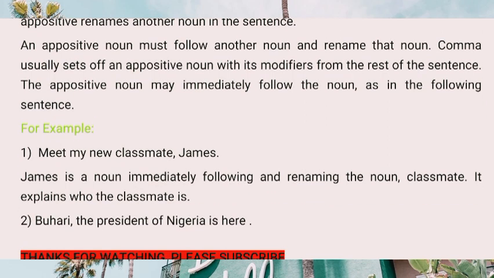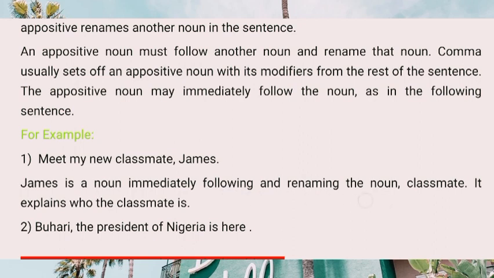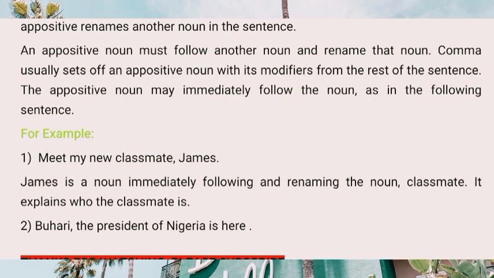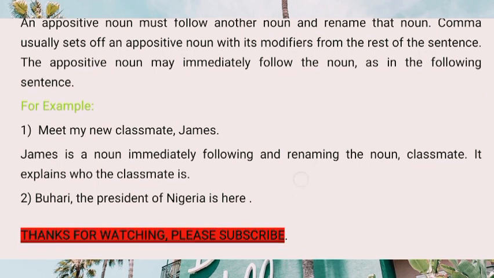Now let's look at the example number one that I have here. Meet my classmate James. Classmate James. These two nouns, classmate and James, appear in the same place and they are talking about the same person. You can decide to say, meet James, my classmate. As you have said, meet my classmate James, you can say, meet James, my classmate. James is a noun immediately following and renaming the noun classmate. It explains who the classmate is. So that is all what I'm talking about now in apposition.